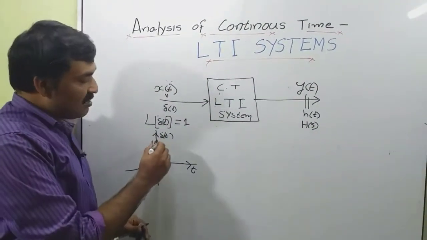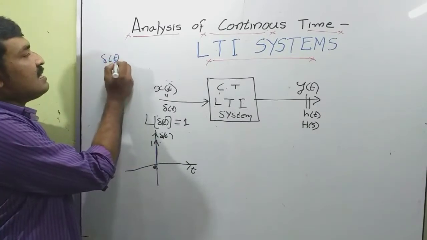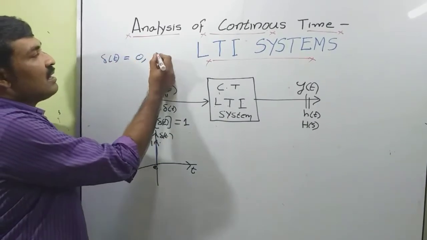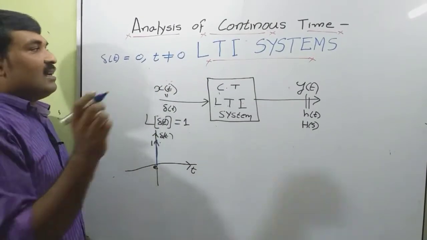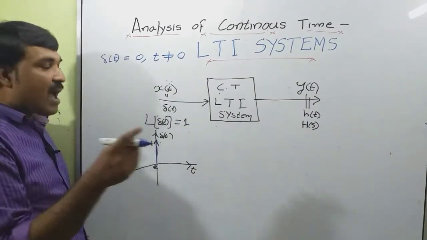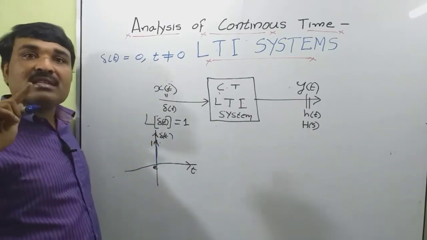We can define the impulse del of t equal to 0 for t not equal to 0. Then at t equal to 0, what is the value of the signal? The strength of the signal is 1.